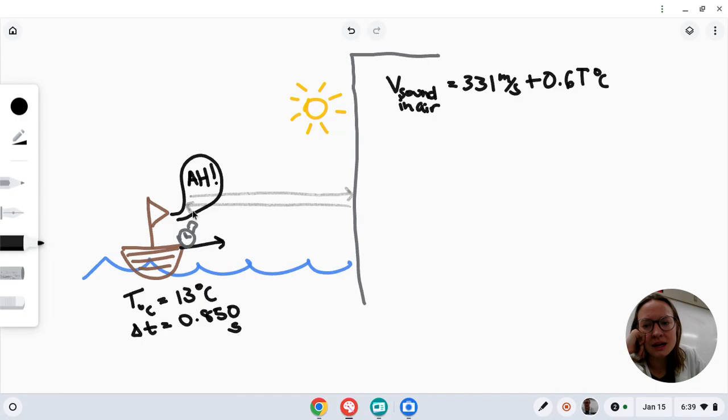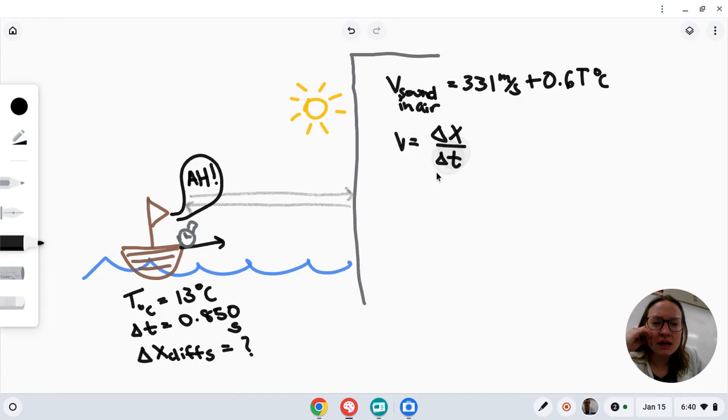Benny wants to know how far away are the cliffs? Well, here's what we could do. We know an equation for the speed of sound in air, but we also know another equation for speed. It's an equation from days of old, and that's that v equals delta x over delta t. If we could solve this equation for delta x, plug in this equation for the speed of sound in air for v, then we could find delta x, which is how far the sound travels.